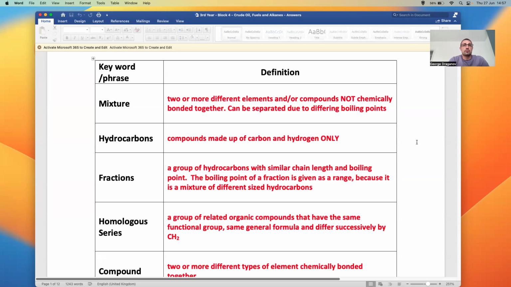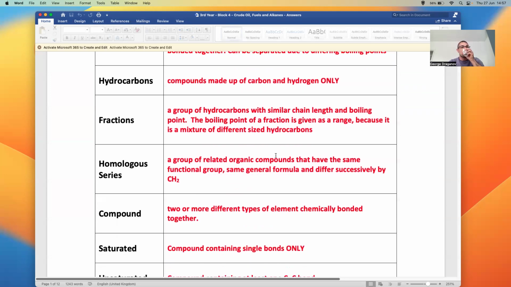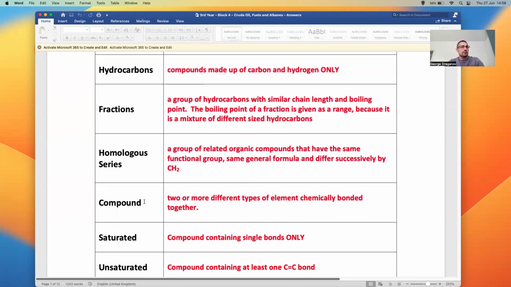Now, a mixture from the original lessons is when you have different elements and/or compounds which are not chemically bonded. So crude oil is going to be a mixture of hydrocarbons. That's why these two definitions are there. So crude oil equals mixture of hydrocarbons. Because they're a mixture with miscible liquids, they can be separated by their different boiling points. And that's where fractional distillation comes in, something we looked at earlier in separating techniques. Now, a compound, well, that's obvious, is when you have different elements chemically bonded.